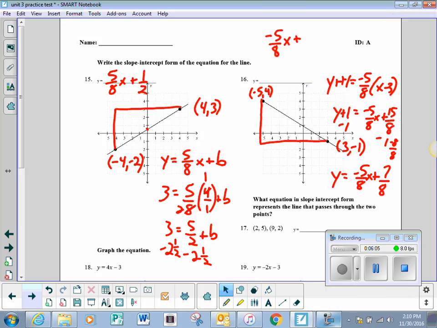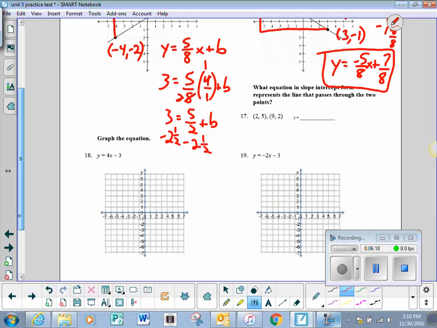Y equals negative 5 eighths x plus 7 eighths is the answer. So it looked like about 7 eighths, but you want to make sure. That's why we use the mathematical equation. All right, moving on. Number 17.